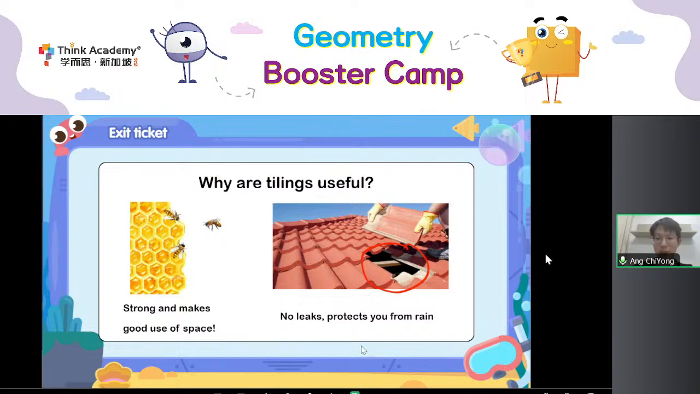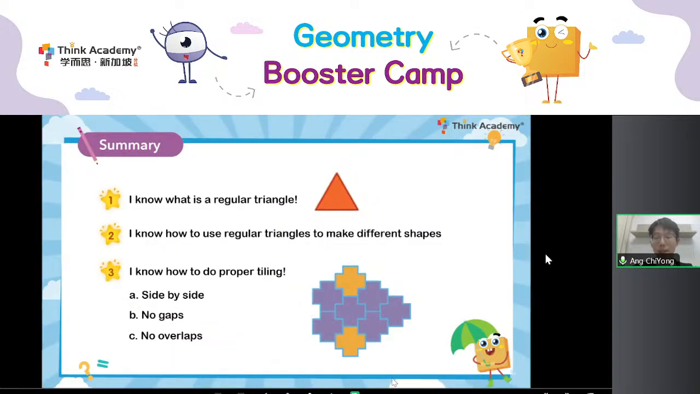All right, very good job. Now you can think of other reasons why tiling is useful. But I think most of the reason is to make things very strong, right? And to protect you. Or to make things pretty. Right? Just like what we did earlier, to draw. Right? A lot of artists use tiling also. All right, and then we will come to the end of today's lesson.